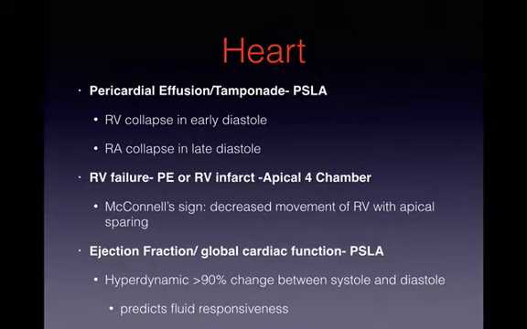The ejection fraction can be assessed using the parasternal long axis view. We are looking at a hyperdynamic heart if we see more than a 90% change between systole and diastole. This predicts fluid responsiveness. We can also look at the anterior leaflet of the mitral valve in this view and see if it comes up and hits the septum, signifying a pretty normal ejection fraction.